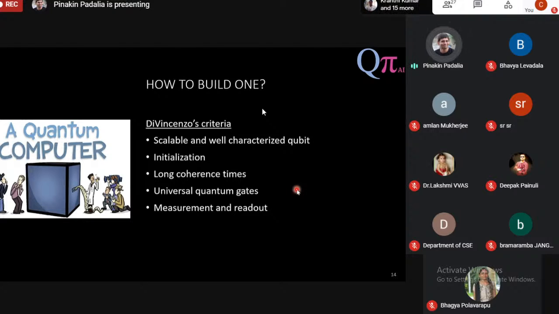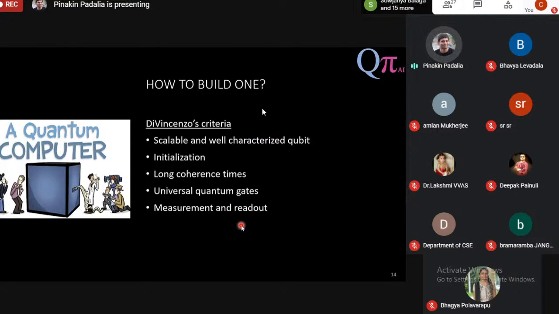And last, or the primary key criteria, is the measurement and readout. This depends on the electronic hardware, on how we control and read out this circuit, which is what I'm going to talk about in the rest of this session. But we have already put a tick mark on a lot of these aspects, which is scalable, initialization is possible, we've defined universal quantum gates, and we can see that there is a lot of development going on on the fabrication side for longer coherence times and well-characterized qubits.